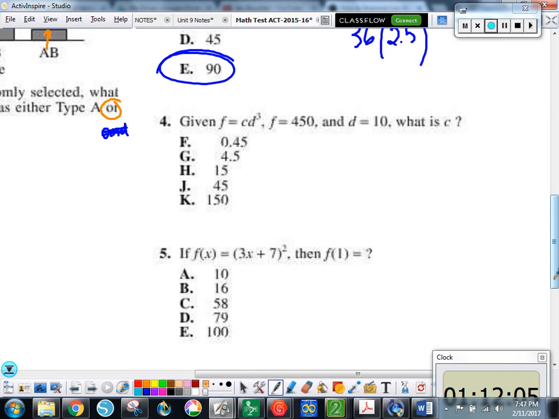Okay, number 4, given f equals c d cubed, f equals 450, d equals 10, what is c? So this is very quick algebra, just plug them in. So f is 450 equals c, that's what we're looking for, times 10 cubed. So let's divide by 10 cubed. 450 divided by 10 cubed is 0.45.